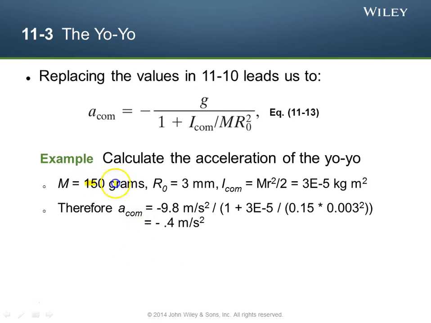And so say we have a 150-gram yo-yo with an inner radius of 3 millimeters, and its moment of inertia is 3 times 10 to the negative fifth kilogram meter squared.